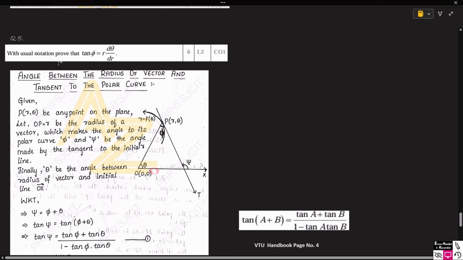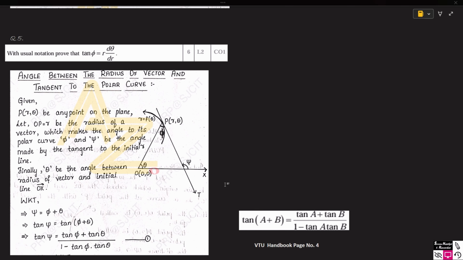Coming to the next problem, these are the prove that problems. So question 5 is, with usual notations prove that tan phi equal to r into d theta by dr. This can be proved. This is basically asked in part 1, and the second prove that problem is asked in part 2. So here we need to draw a triangle POX, and the inner angle will be theta and the other angle will be phi, and the exterior angle will be psi.